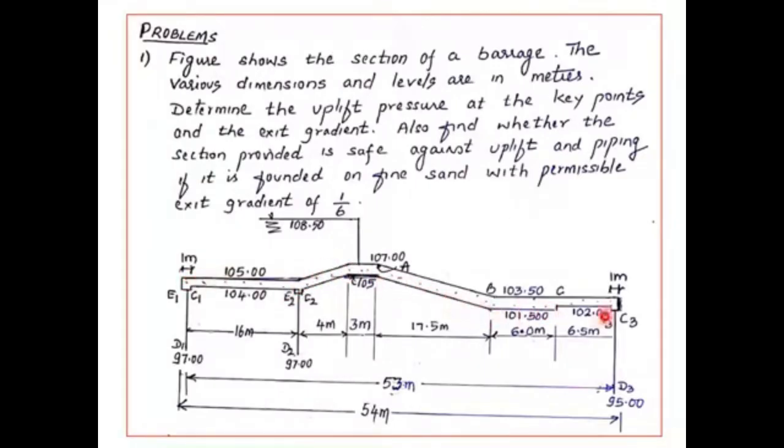So now we know this figure is given. The total floor length is around 54 meters, if you add all these things. The distance between the two piles, that is the upstream pile and the intermediate pile, is 16 meters. Here it is given between the intermediate pile as well as the end pile. The depth of the pile is also varying from 105 to 97 RL. Here also 105 to 97 RL. Here 103.5 to 95. Whereas the heading up of water is 108.5 minus 105, which is 3.5 meters of water.